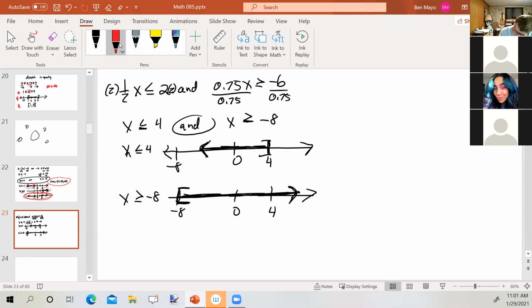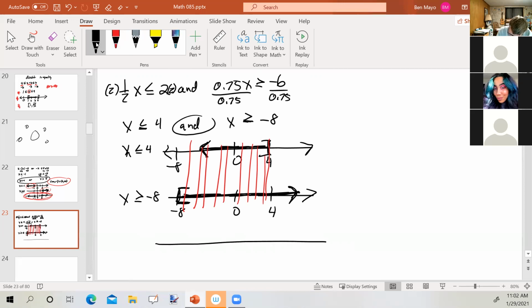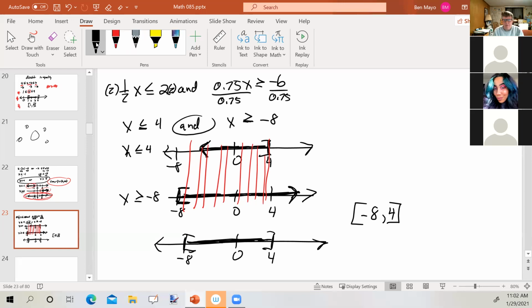And means intersection. So what do they have in common? Everything from -8. Let's see, let's go back. So 0, 4, -8. It's going to be everything from -8 up to and including +4. That's in the intersection. And interval notation would look like that. So what do those two inequalities have in common? Everything between and including -8 up to +4.